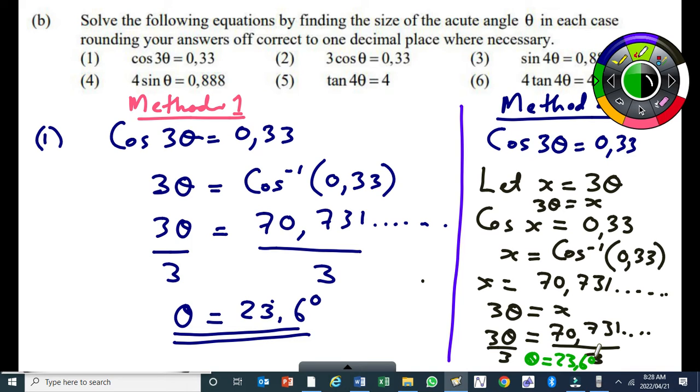So either way, you should get the same answer. But you should decide now whether you prefer the first method or the second method. The second method may be helpful because, from my experience, some learners will divide both sides by 3 first. I've seen all sorts of things being written in the past. So if you use method 2, it will be fine. If you understand method 1, that's also fine.